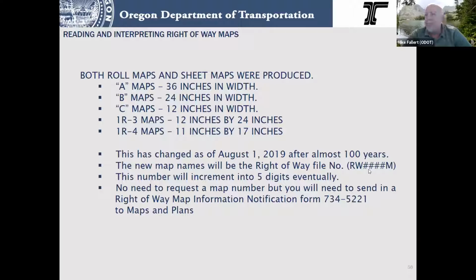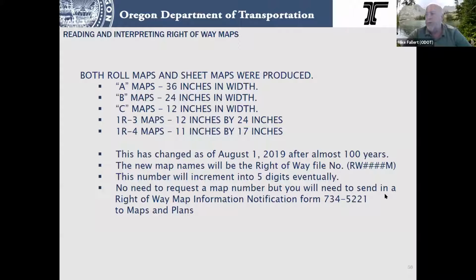And so we've changed our map numbers to that right-of-way project number that is unique to that map, that project. And we stuffed it in here and called it RW, right-of-way project number M for map. Right now it's 4 digits, but we're in the 9,000s. It'll eventually roll over into the 10,000 or 5 digits.